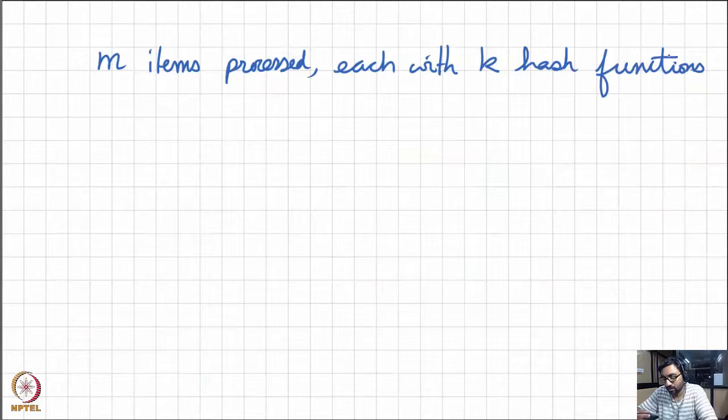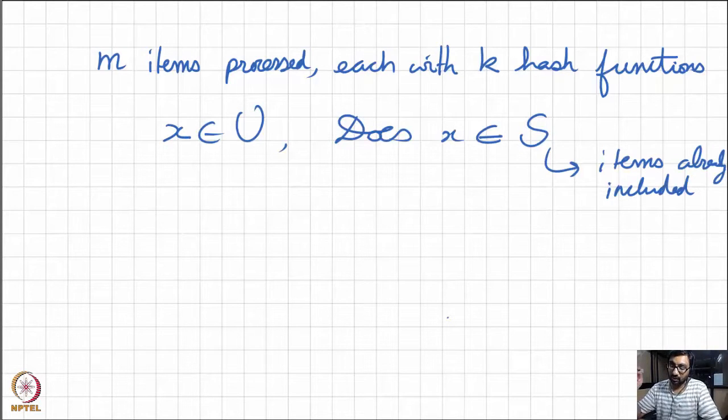Now let us consider the scenario where m items have been processed, each of them with k hash functions, and now we get a particular item, a user ID from the universe. Let's call that x. The question is, does this item x already belong in the set S? What we are going to do is take x, hash it using each of the k hash functions, and check whether each of the indices pointed to by the hashed values is set to 1.